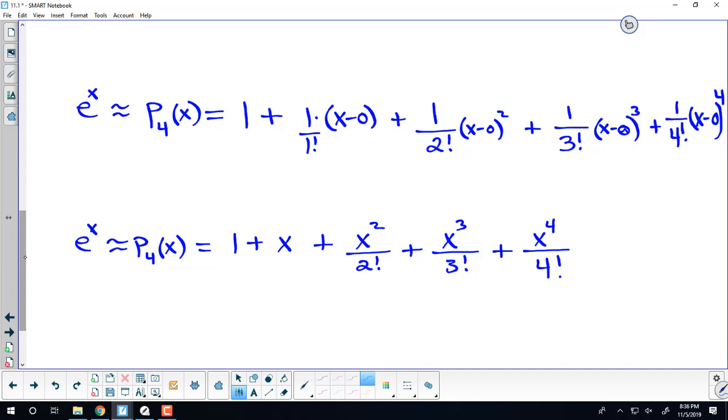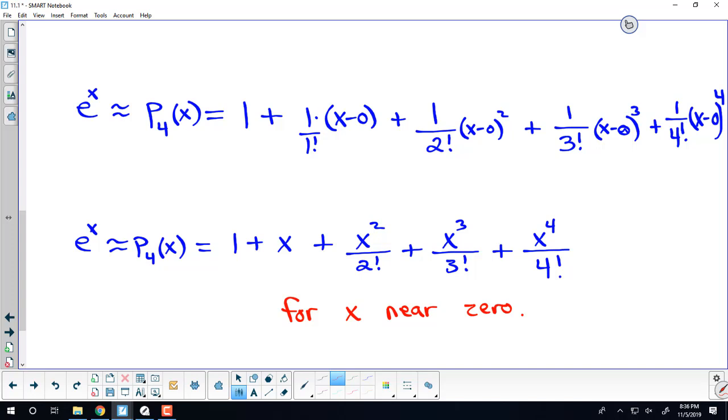Okay, so that's the fourth degree polynomial that approximates e to the x. And we should say that this is for x near 0, because that was our a. That's where we constructed that polynomial, about that x value of 0.